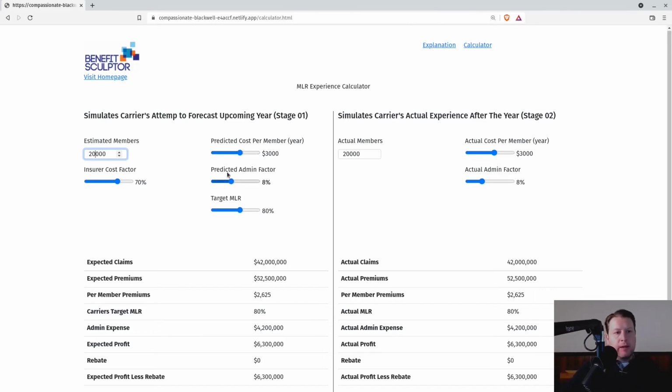Let's increase our estimated members by the same amount, by 10%. And as you look at that, when we increase our membership by 10%, so that's 2,000 additional members, the expected profit is identical to the expected profit if we increase the cost by 10%. That makes sense when you understand the way the formulas are calculated, but that becomes an important point because it shows that there's two directions where the insurance carrier can achieve the same profit. One is to increase membership, the other is to jack up prices.